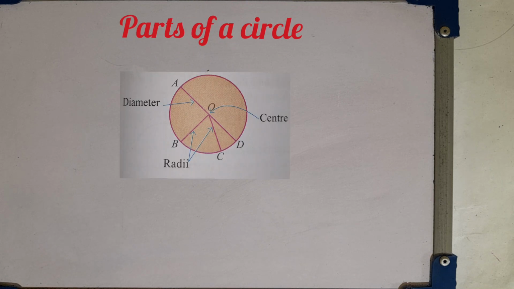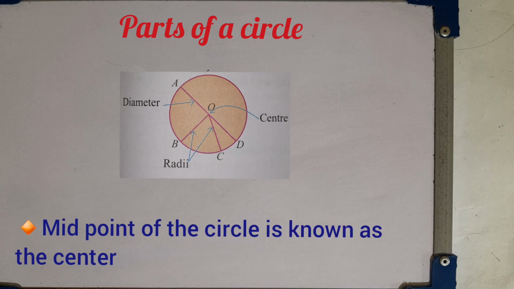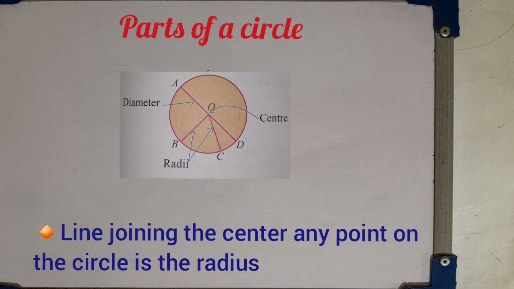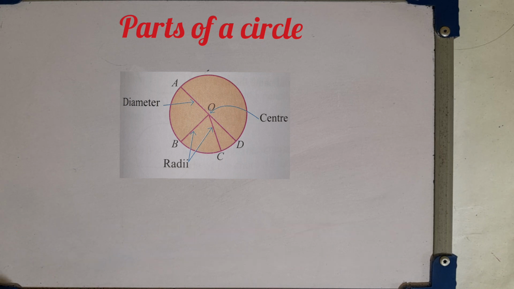Now we are going to learn about the parts of a circle. Observe the diagram given here. The boundary of the circle is called the circumference. The midpoint of the circle is known as the center. The line joining the center and any point on the circle is the radius. The line joining any two points on the circle through the center is called the diameter. So these are the parts of a circle.